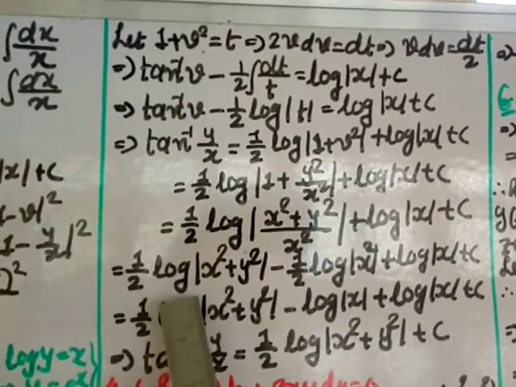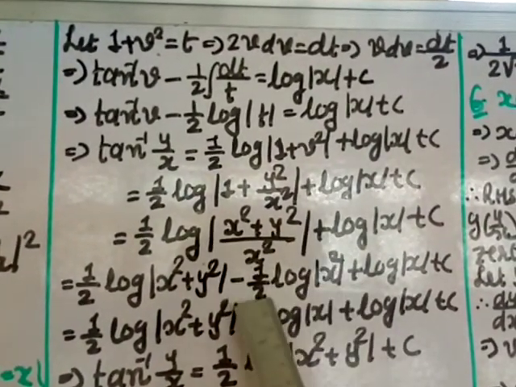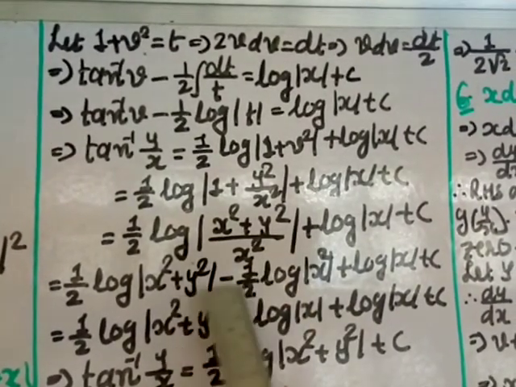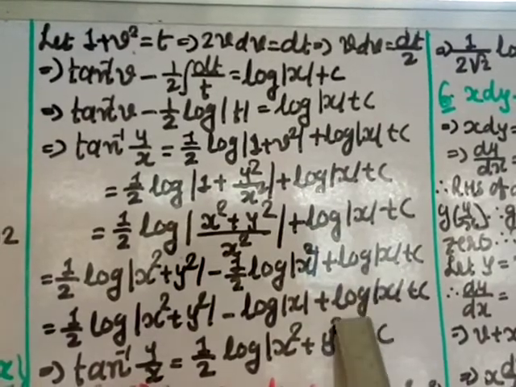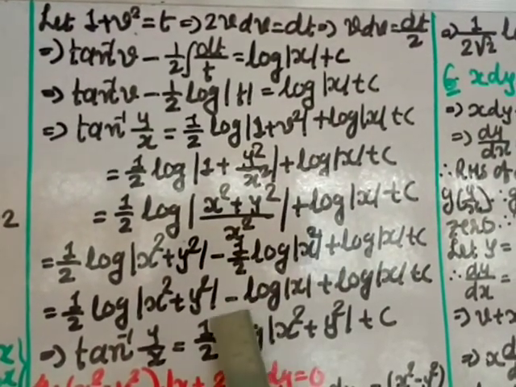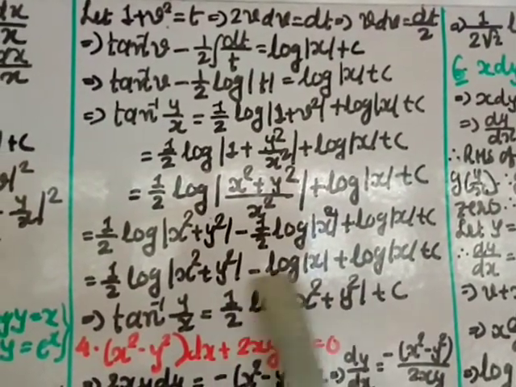So 1 by 2 log (x square plus y square) minus 1 by 2 log x square. So this 1 by 2 and 2 power will cut. Okay, 2 power you can bring here. So 1 by 2 into 2 cut, so it remains minus log. See, I have written here, this log x is as it is and plus c is as it is. So in this next step, when 2 cuts, you get minus log x plus log x. These 2 log x can be cut. One is negative, one is positive.